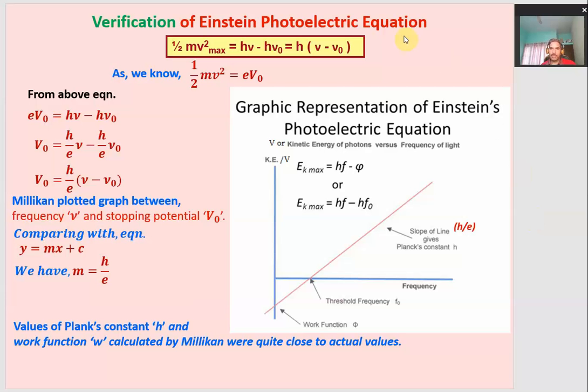So Einstein's photoelectric equation is given by this equation, as you can see here. The kinetic energy possessed by a photoelectron after getting emitted from the metal surface is given by h nu minus h nu naught. Here h nu naught is nothing but the work function of the metal, and h nu is the energy of the radiation, or we can say photon, which is incident on the metal surface.